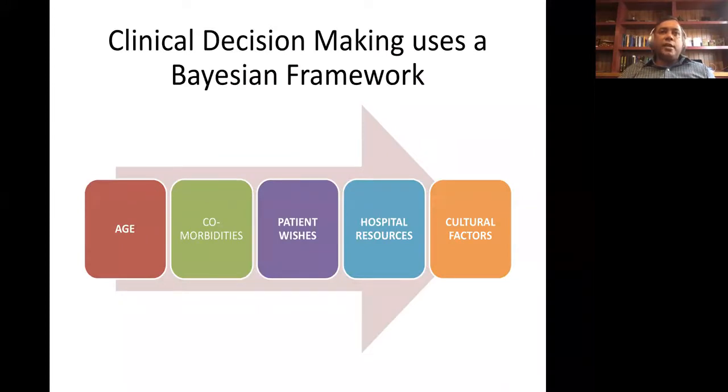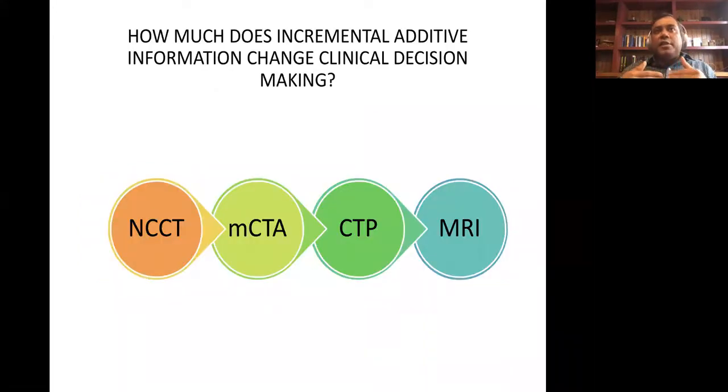So somebody comes in very early, like within 90 minutes, it is highly probable that I'm going to treat that patient anyway. The only thing that might prevent me from treating is if the non-con CT shows ASPECTS is 4, collaterals are very poor, and the patient is older, then maybe I may not treat. But otherwise, if the patient presents early, I would treat. But as the patient presents later, imaging becomes more and more important.